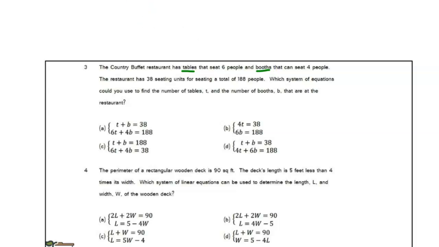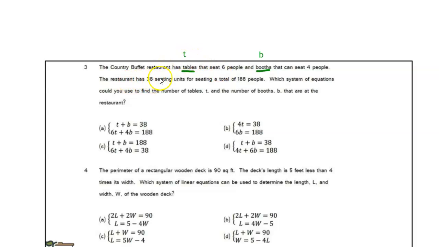So I'm no expert on this. Just kidding, I am. I'm your math teacher. But tables, let's abbreviate as T, and booths, let's abbreviate as B. Now, I know that eventually we're going to talk about the number of people, so it's going to be 4B and 6T, but let's hold off on that.